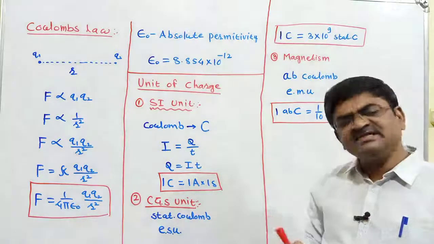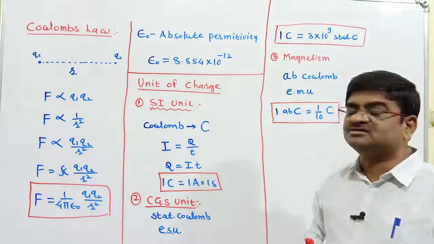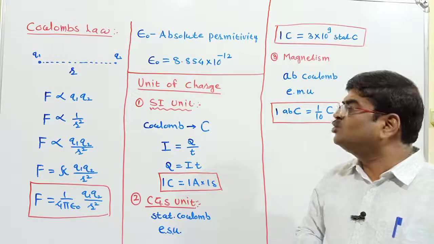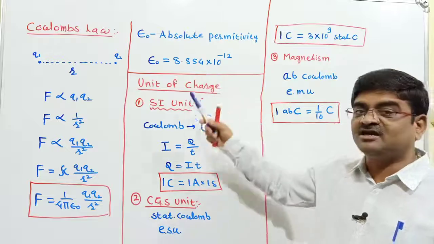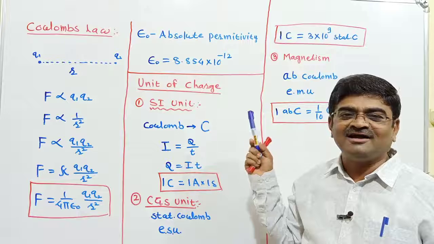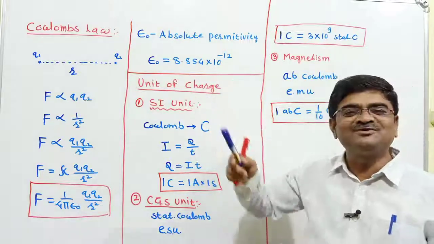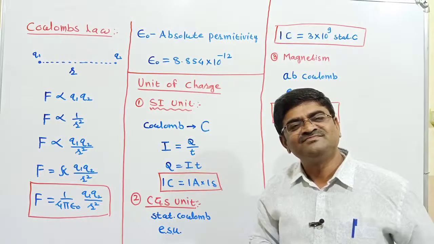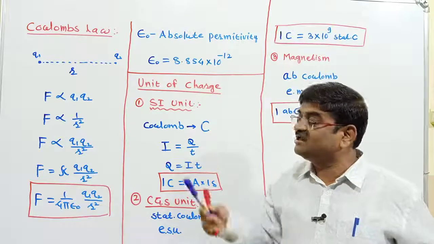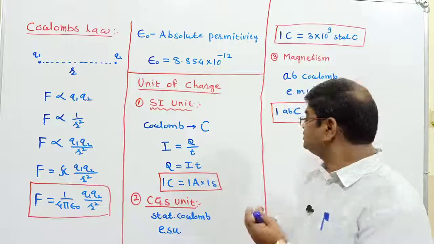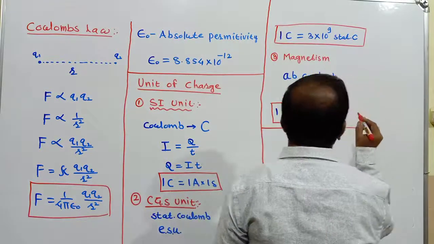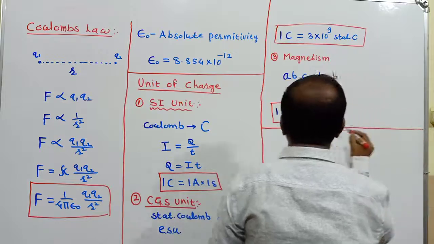Now, once I am familiar with the unit of electric charge, let me go back to know the unit of the term which I had introduced. I had written just the value of the absolute permittivity, but I did not mention its unit. So let me make that unit available first, and then I'll go to further things. So let's know about the unit of permittivity.